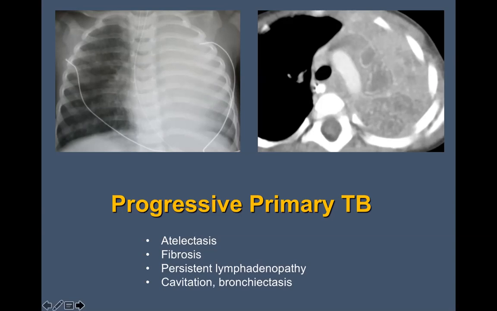And with this form of TB, you can get fibrosis, you can get lymphadenopathy that persists. And so contrast enhancing, peripherally enhancing lymph nodes become much more easily visible on CT. You would never see them on your plain film. And you can also get cavitation and even bronchiectasis in these patients that CT will help you diagnose.